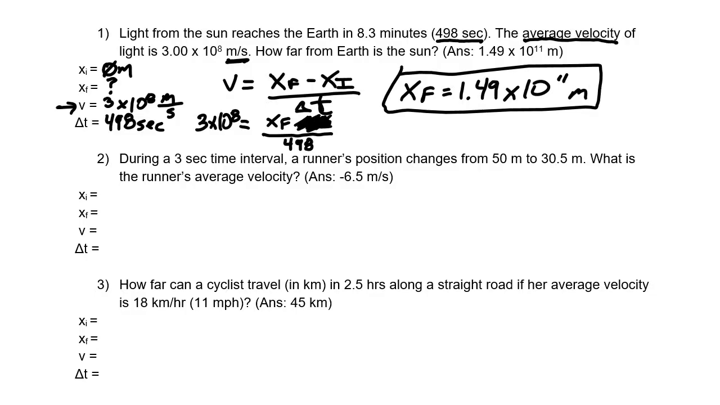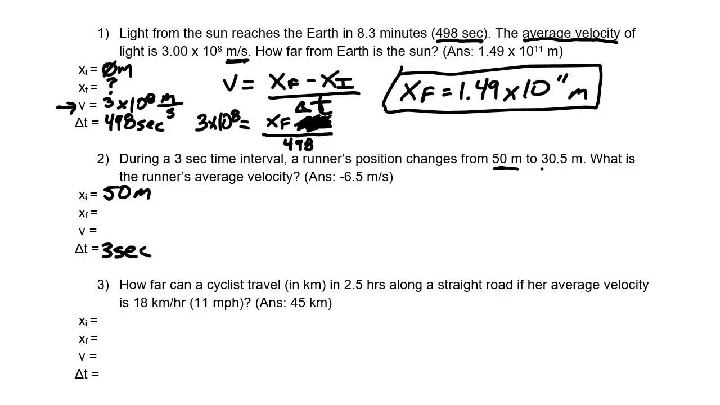Okay, well, let's think about this here. It says, during a 3-second time interval, the runner's position changes from this to this. Well, what does this 3 seconds represent? Hopefully you're saying that that's our delta t. And what does this 50 meters represent? What is that telling us? Oh, that's where he's starting. That's the initial position of the runner.